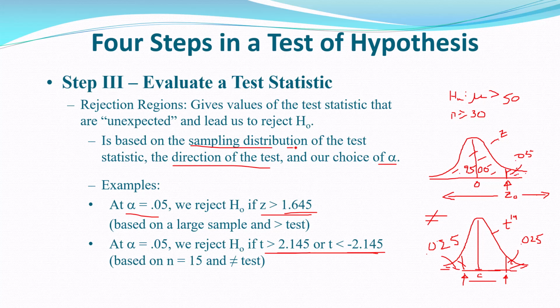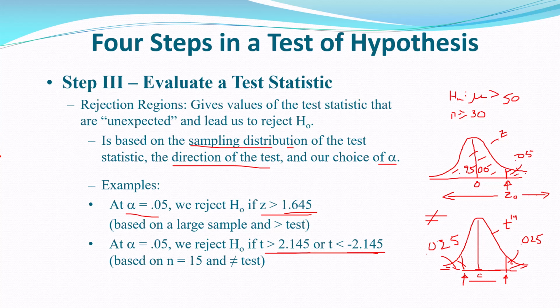This follows from everything we've done this semester. We've taken a look at sampling distributions. We know about z's, we know about t's, we know how to work with reliability, and so this is a natural step. If the null hypothesis is true, we know where it should fall. The rejection region tells us where it shouldn't fall, and that's when we're going to reject H naught. That's our first method of evaluating a test statistic.